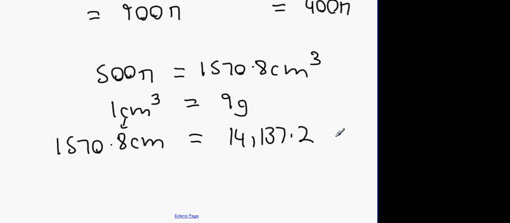14,137.2 grams or kilograms? Grams. How do I change that into kilograms?